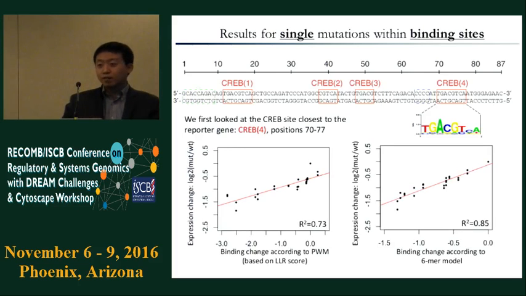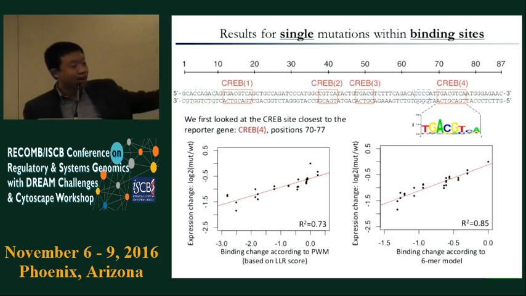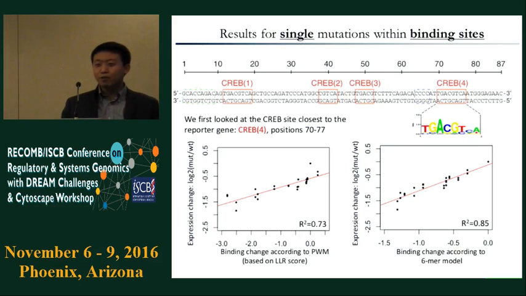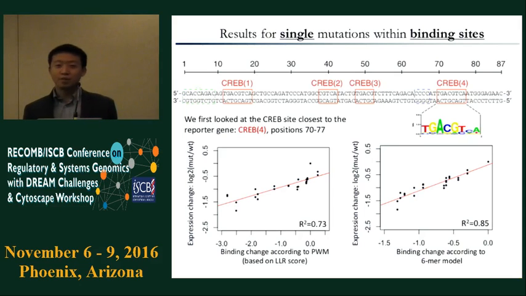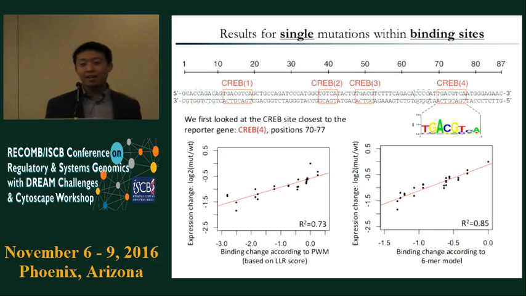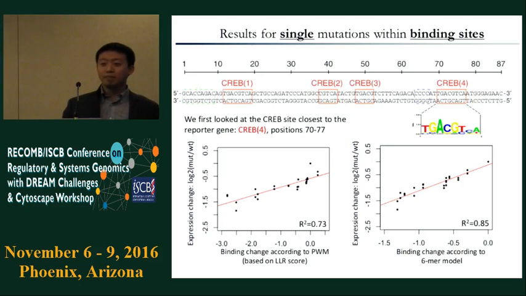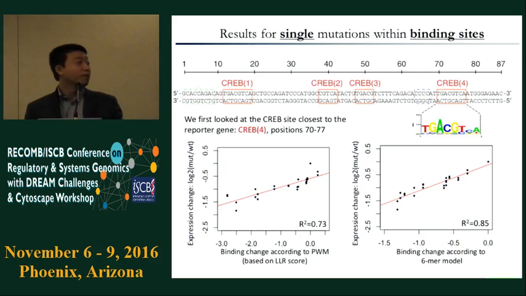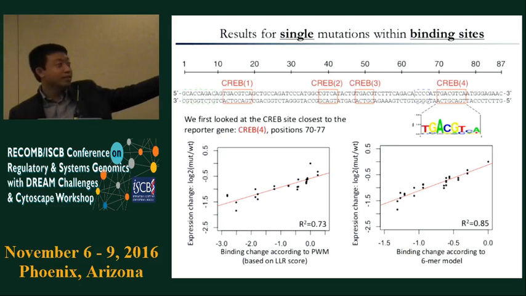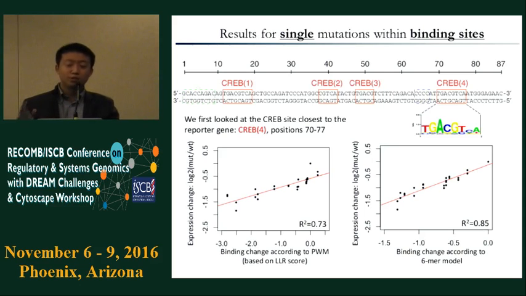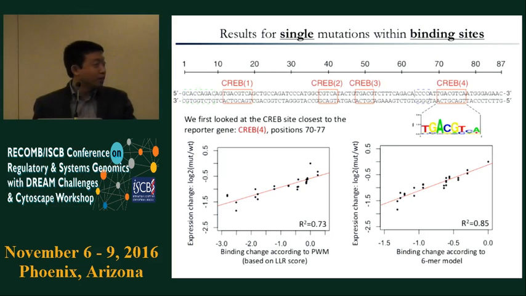So what we want to get from this MPRA is the expression change. It is on the y-axis, and we use our model to predict the binding change, and we want to see the correlation between the binding change and expression change. On the left is the prediction using PWM models. On the right is our model. Firstly, we look at CREB site number 4, the putative binding site that is closest to the transcription start site. We can see that for this site, both our model and the PWM model predict pretty well, but our model predicts a little bit better.